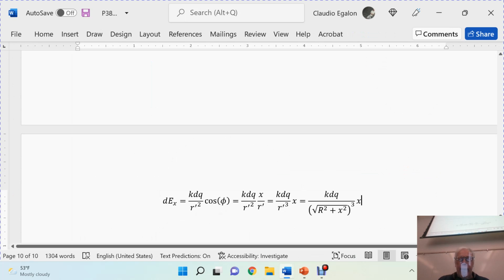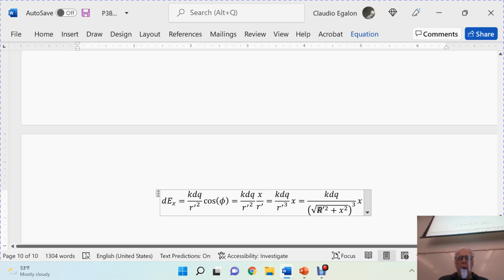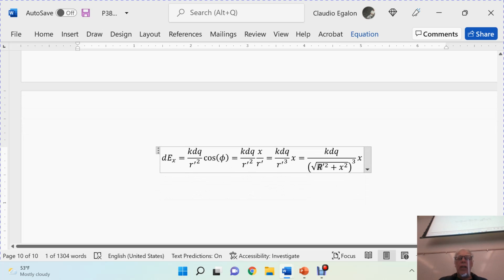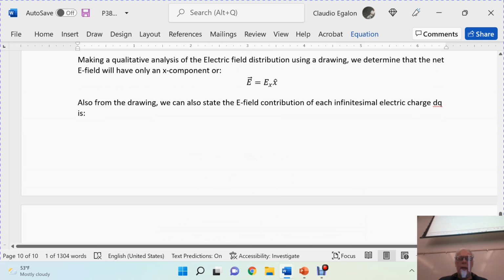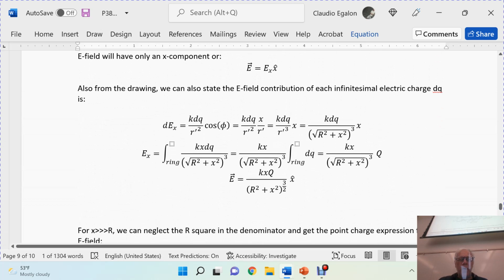Am I forgetting anything? So here you go. Almost everything that we did for the ring applies right here. The only difference is the big R: instead of big R constant, we're going to use big R prime as a variable, which is the position of each ring during the integration.